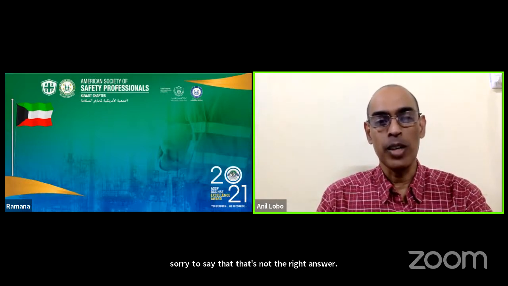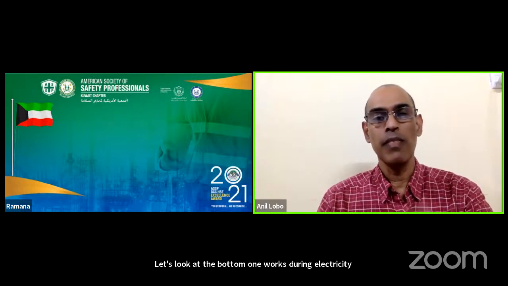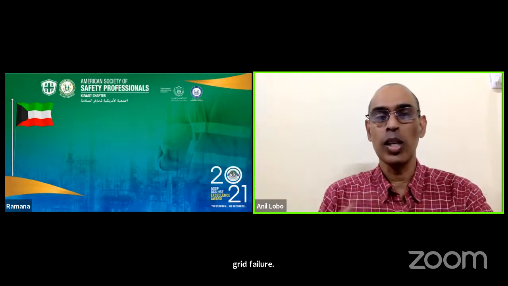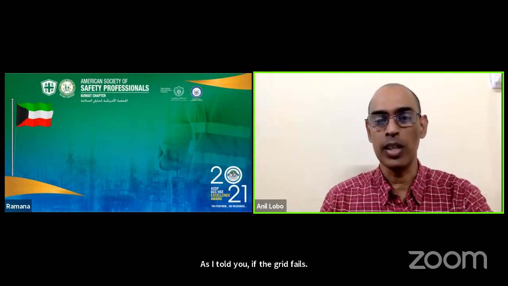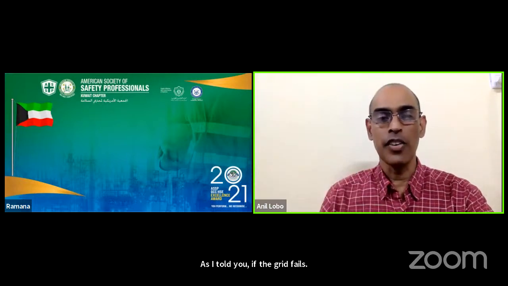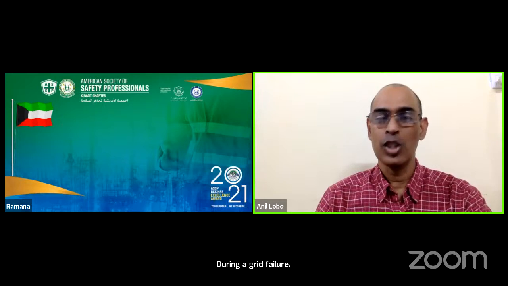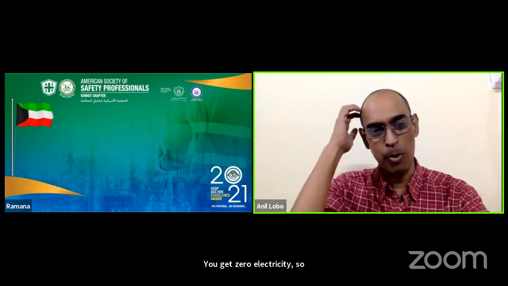Let's look at the bottom one. Works during electricity grid failure. As I told you, if the grid fails, the on-grid solar system doesn't work. Although you're generating electricity on your roof, during a grid failure, you get zero electricity. So sadly, number 1 and number 4 are both wrong.